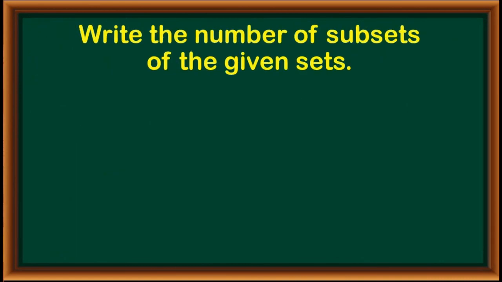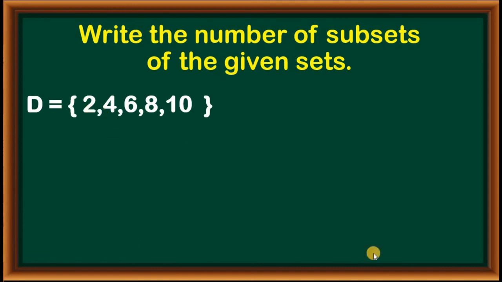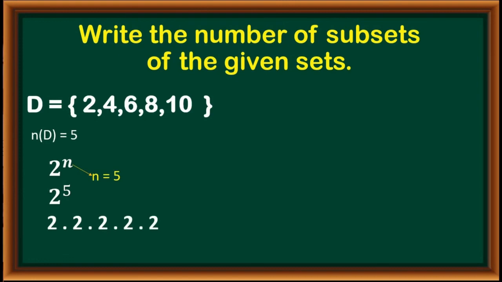Okay, let's write this one. Write the number of subsets of the given sets. Okay, how many elements do we have? What's the cardinality of our set? So, let's count. 1, 2, 3, 4, 5. So, our cardinality is 5. Replace n with 5. So, that will become 2 raised to 5. So, that means 2 times 2 times 2 times 2 times 2.